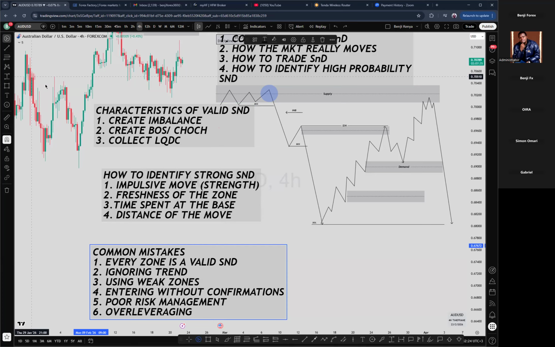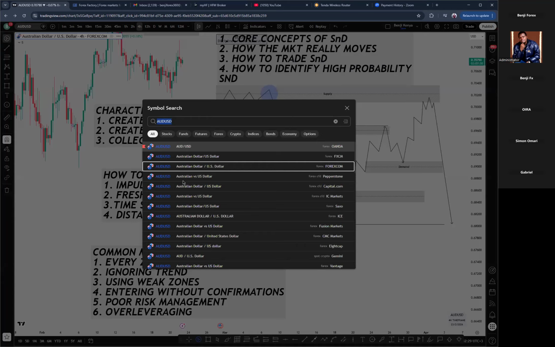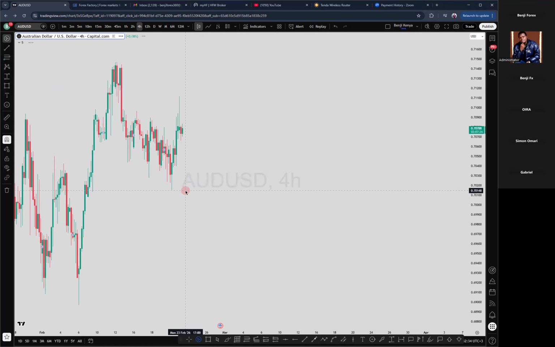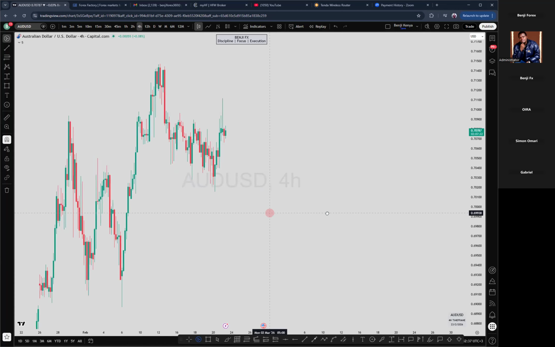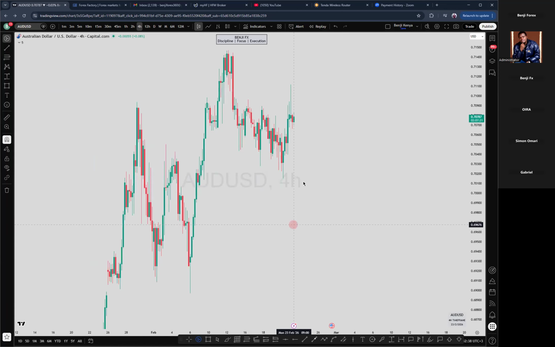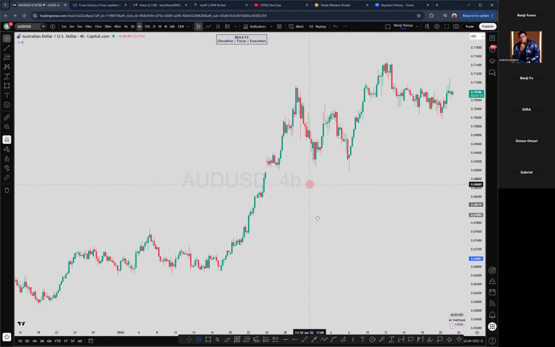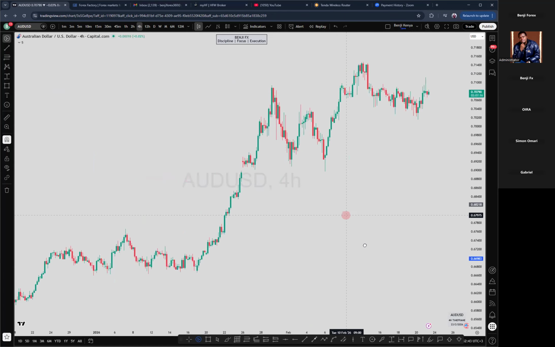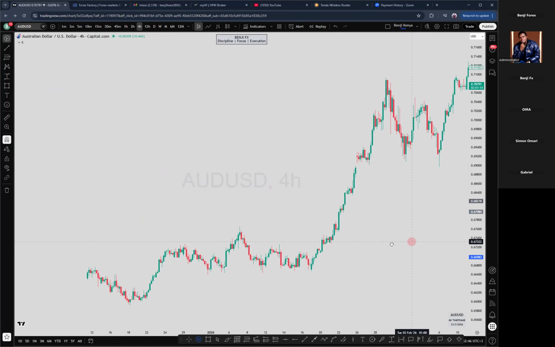So without much ado, let's dive into the charts and check some common examples of how the market has been able to move. I'll use a good clean chart, and I'll use AUD USD. AUD USD has been having some good clean price action. This is on the H4.